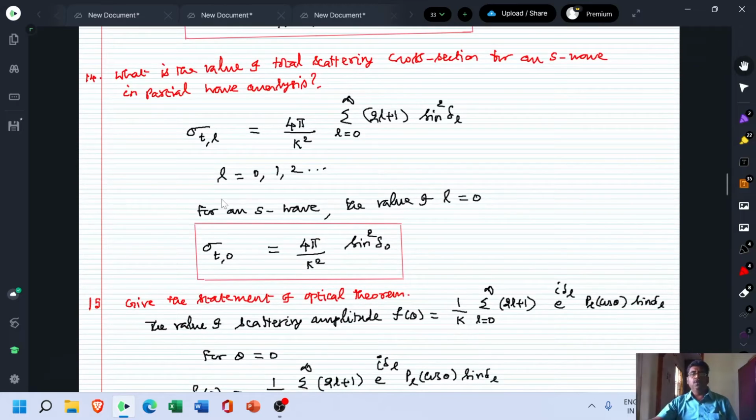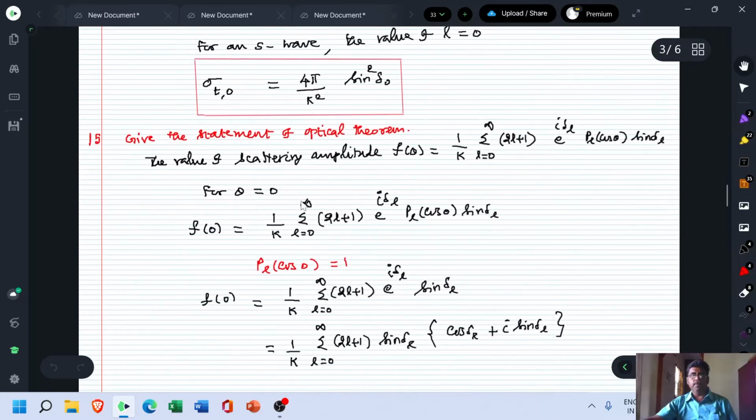What is the value of total cross section for an S wave in partial wave analysis? For an S wave, the value of orbital angular momentum quantum number l is equal to 0. Put l equal to 0 here. 2l plus 1 is 1. Sin square delta 0. So sigma t comma 0 is equal to 4 pi by k square into sin square delta 0. This is the value of total scattering cross section for an S wave.